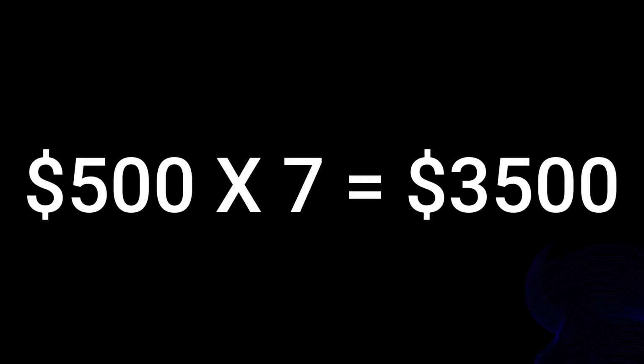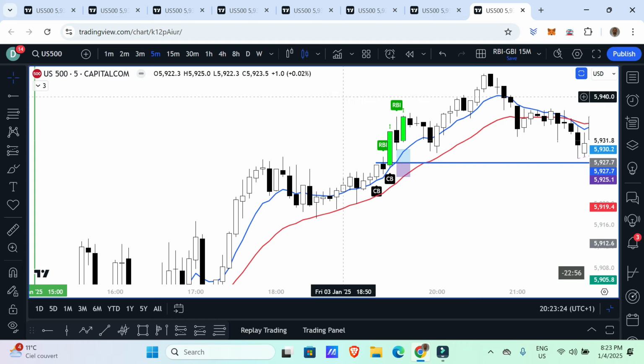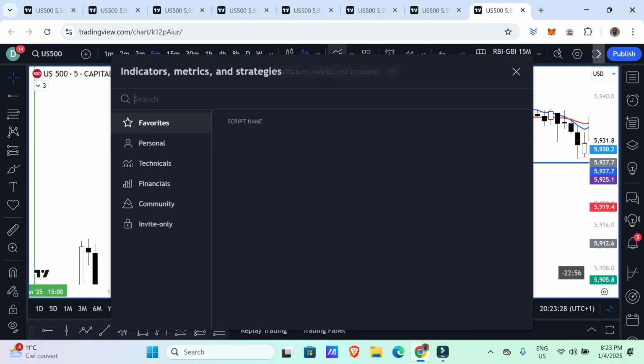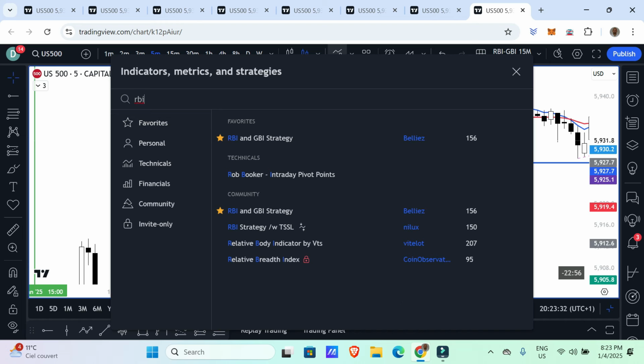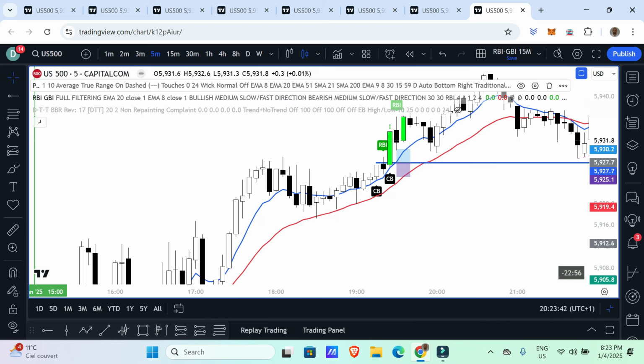$3,500. And let me show you on the indicator, you need to go to indicators, metrics, you click here and you put here RBI. And then you can see here RBI and GBI strategy by Bellies. This is important, Bellies. You click on it and then you have it. And then you can see here the settings.